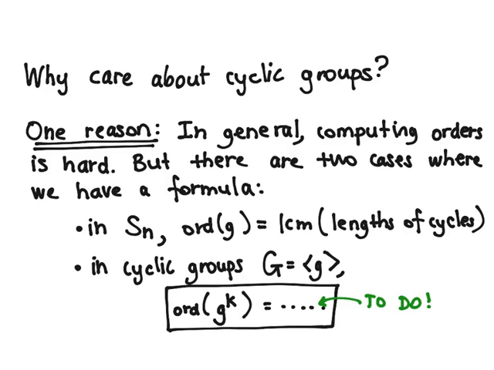The last thing I want to do in today's video is tell you about one special case of this formula, which is the case where this power k is equal to 1. In other words, I want to give you a way to think about the order of the element lowercase g that generates our cyclic group. So I'll state that in the form of the following theorem.